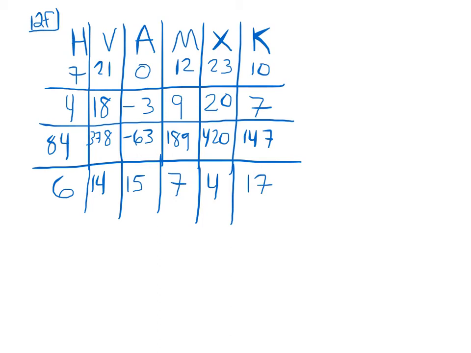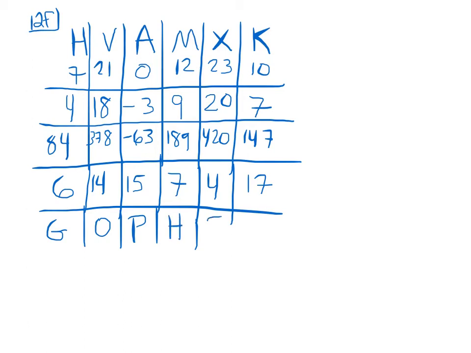Now change each of these back to letters. 6 is the letter G, 14 is the letter O, 15 is the letter P, 7 is the letter H, 4 is the letter E, and 17 is the letter R. So I get the word gopher.